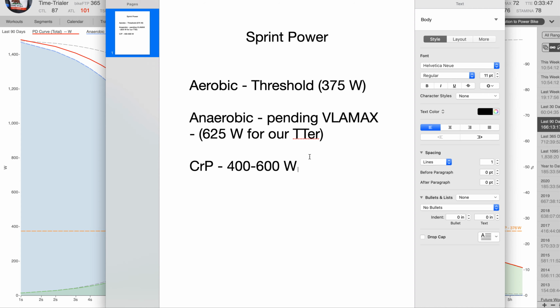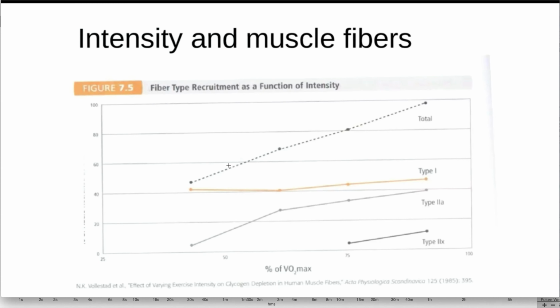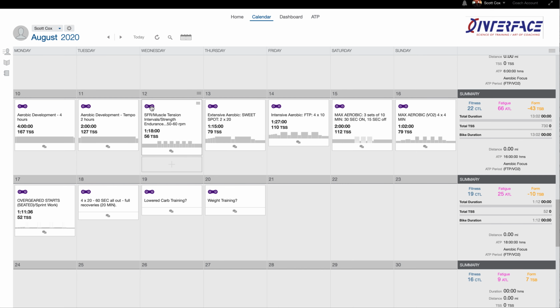So anyway, hopefully that clears a few things up there. Maybe it complicates things, but there's some things I think will help you if you break it down. So quickly reviewing the athlete, fiber types, what's recruited at different intensities of VO2 max, so we can see that. And then let's get into some workouts for our time trialist.